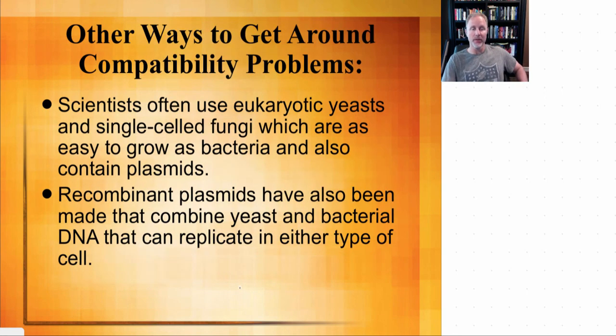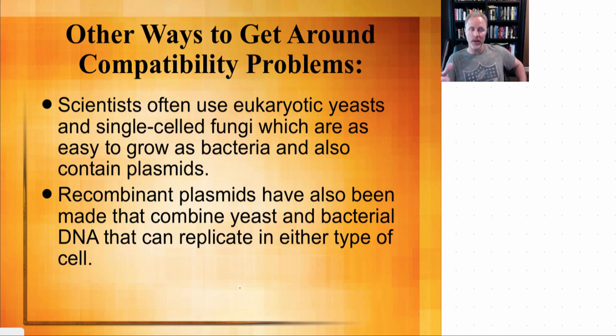Some of the other ways that scientists can get around the problems of putting eukaryotic genes into bacterial cells is just using yeast. These are single-celled fungi, and some of them contain plasmids, so that's a way that you can put the DNA in there. It's a eukaryotic cell, so it can process the DNA, get rid of the introns, and express the exons, the genes that you want.